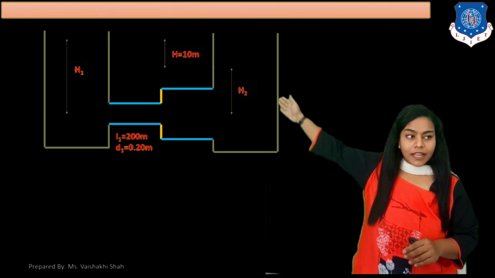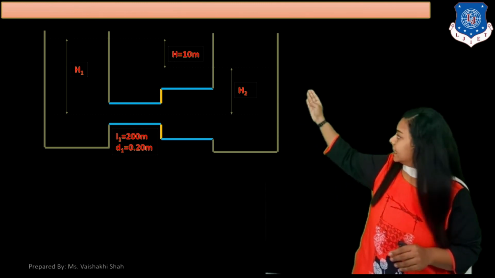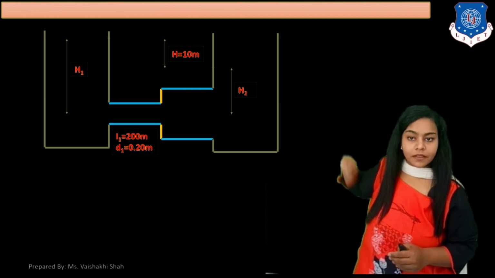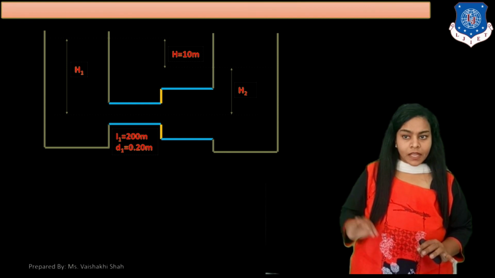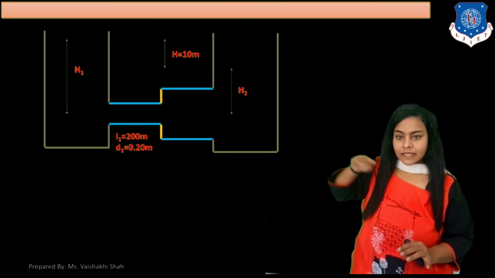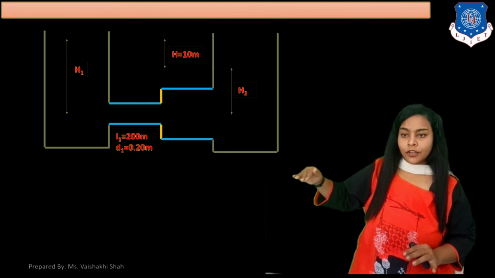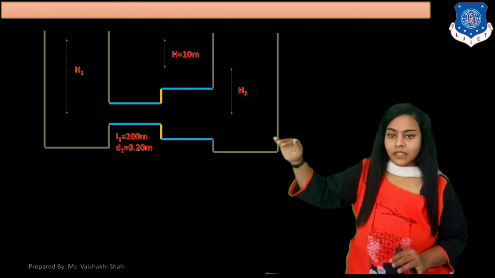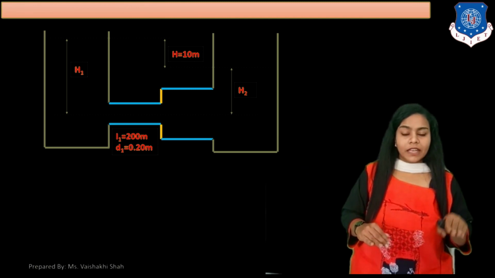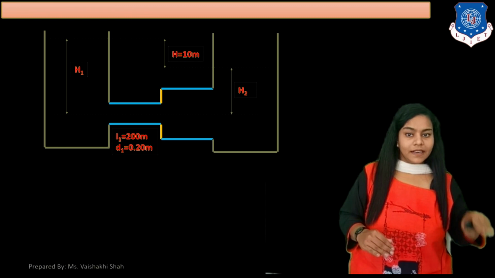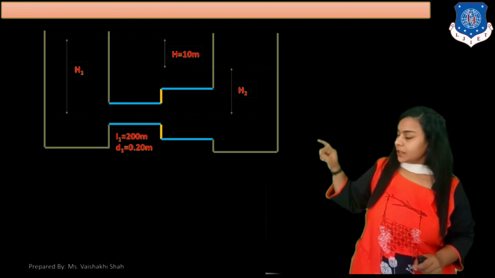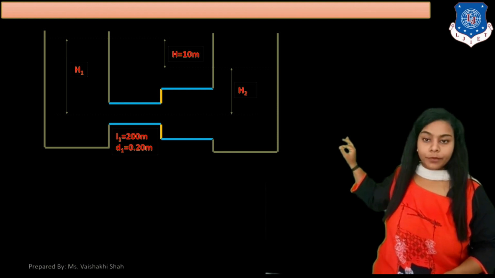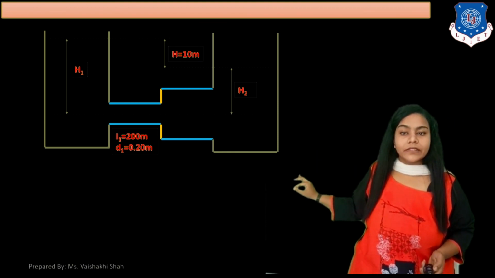Difference of water level, that is your H, and here H equals 10 meters, which is already given in your data. H1 is from center to water level in reservoir number 1, and H2 is the water level in reservoir number 2 from the center line to the water level. Now two pipes, which are indicated with blue color, are connected in series here.